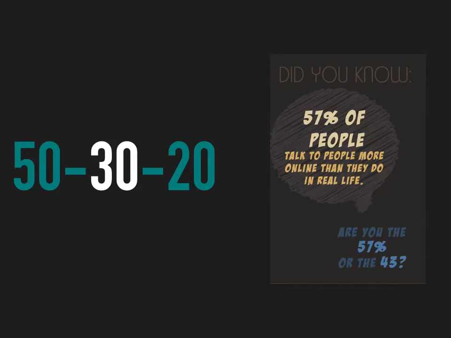Then 30%. So this is the 50-30: 30% of your content on social media should be useful or helpful information. Again, making sure that it has value for your target audience and also pertains to your brand. This part of your content is to build awareness.